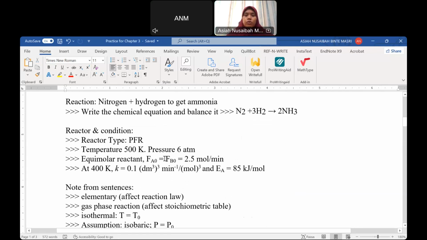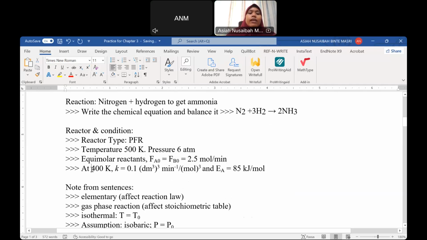Before we proceed, let's see what more information was given just now. Reactor type and condition: reactor type PFR, temperature 500 K, pressure 6 atm. And then we have equimolar reactants, so Fa naught is equal to Fb naught equals 2.5 mole per minute. Which one is A, which one is B, we don't know yet.